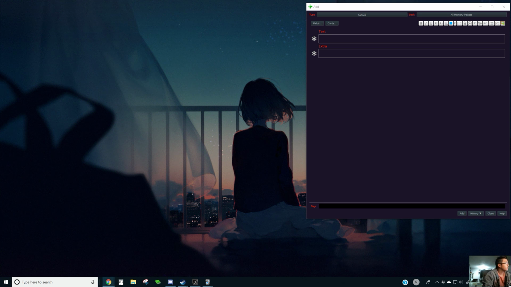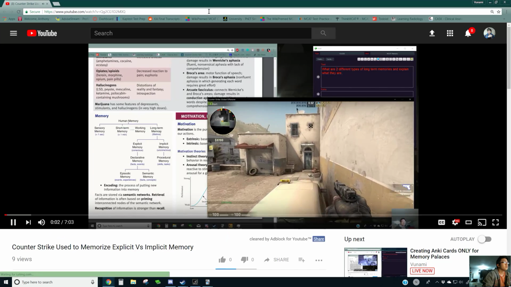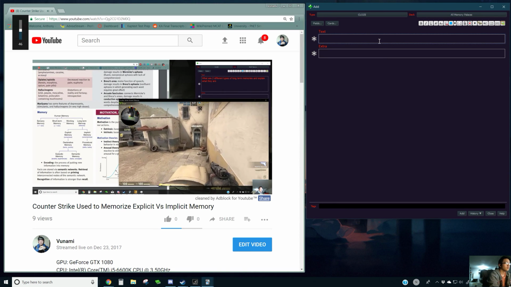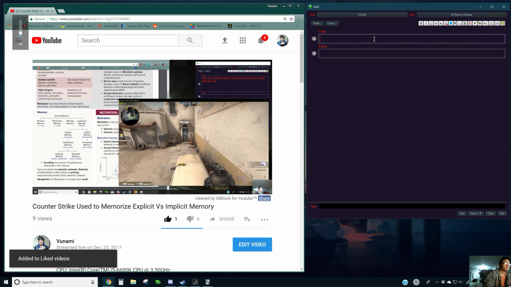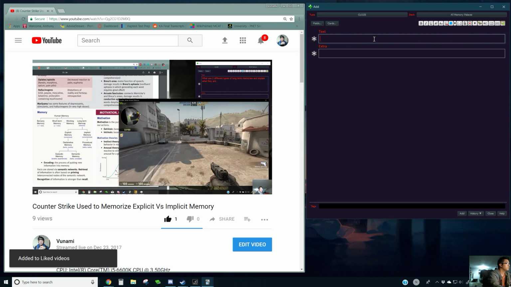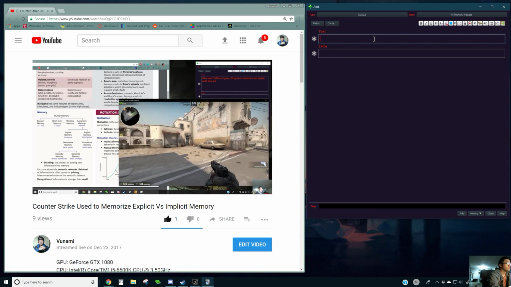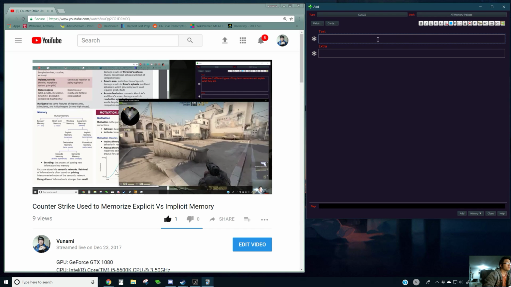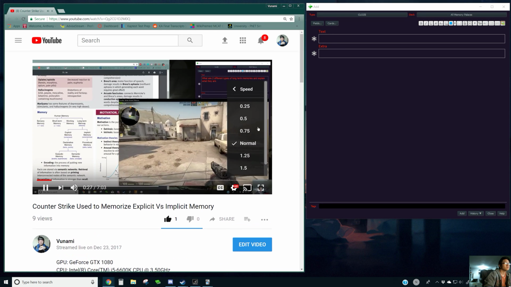Alright, next up we got the implicit versus explicit memory. These are two different types of long-term memories, and my goal is to try to recall them fast and explain what they are. So the memory palace that I'm going to be using is in Counter-Strike. This is Dust 2. Dust 2 is the main map that most people actually know how to use or remember when they play Counter-Strike. This is Global Offensive.